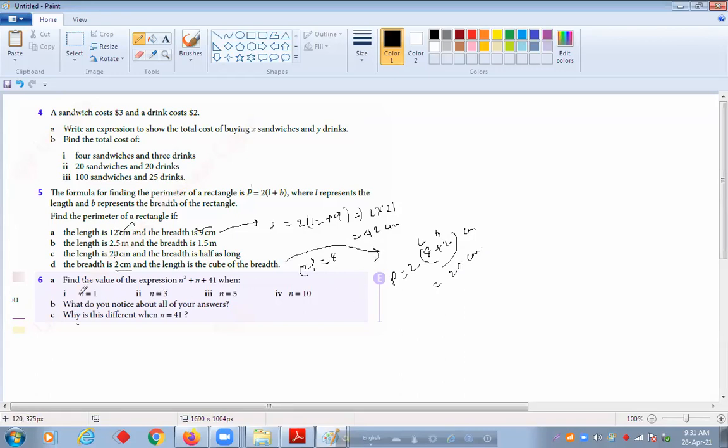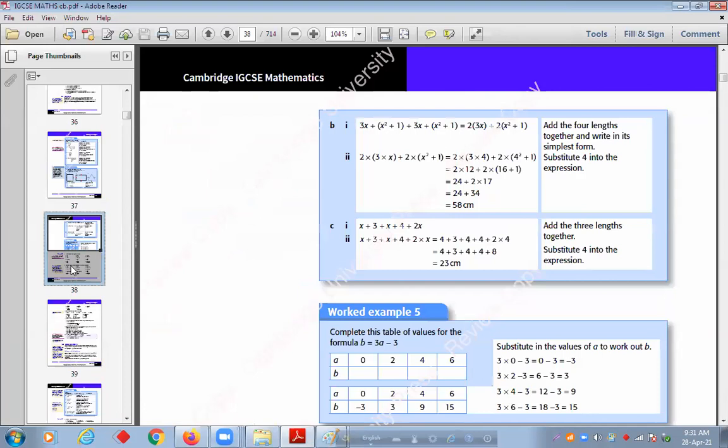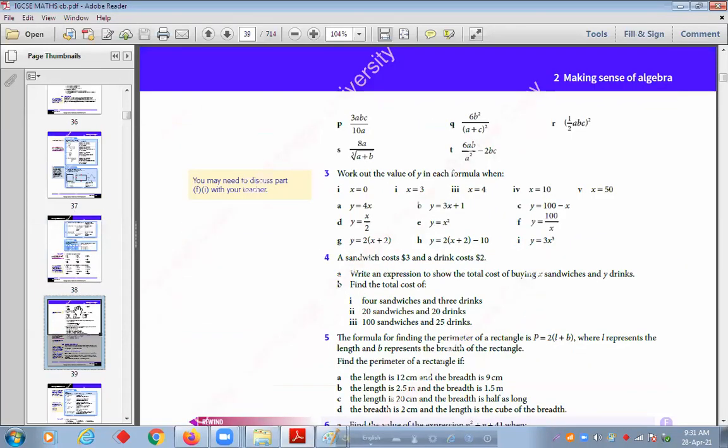Hope it is clear. Then find the value of this expression. Sir, what is the answer for question number 2s? 12. Sir, can you show that one time? Yes, let's see. This one? No, sorry, 2s. This one. Yes, sir. Okay.